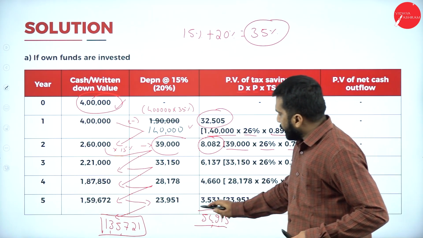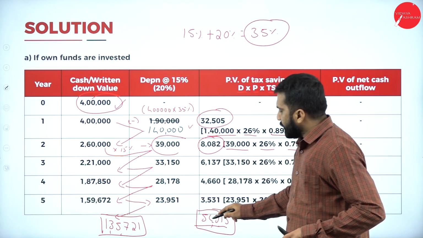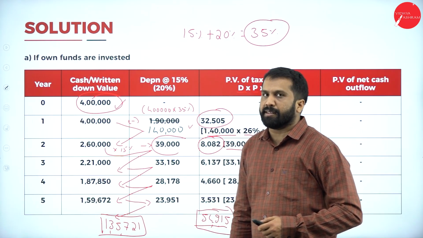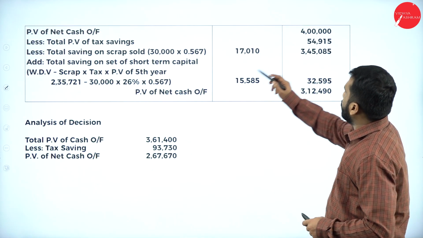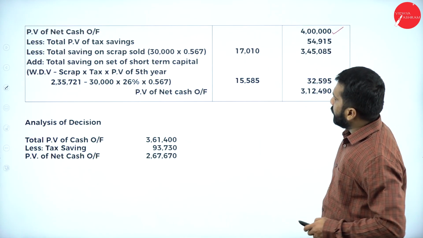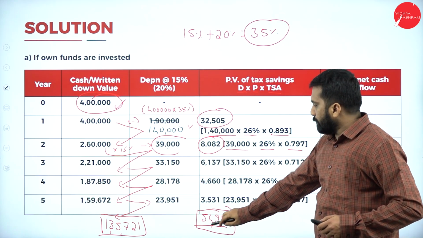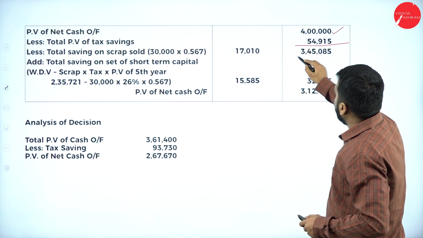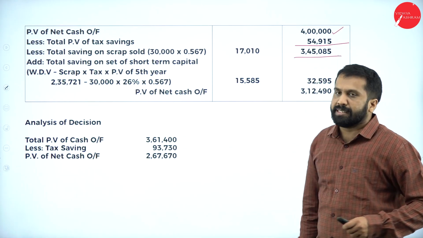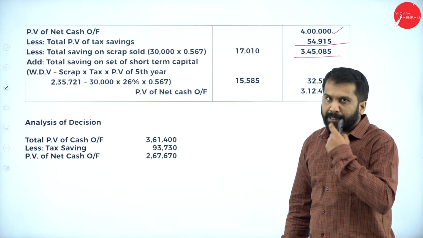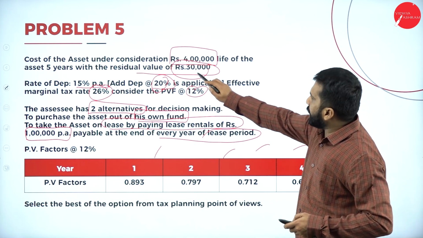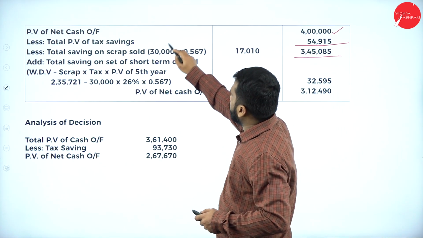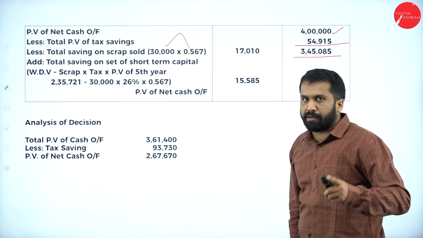What is your answer next? This minus this is your answer. If there is any scrap, minus that, you will get your final answer. Now, see, your actual value 4 lakh. And what is the savings here? 4 lakh minus 54,915. You got 3,45,085. What is the scrap value? I'll go back. Your scrap value is 30,000. So 30,000 into PV factor for the 5th year.